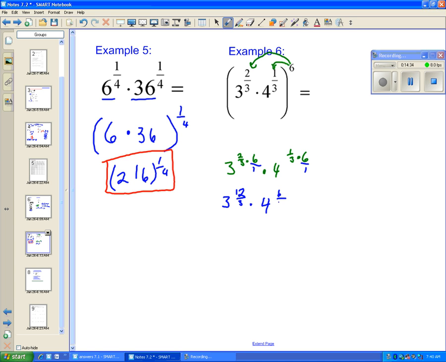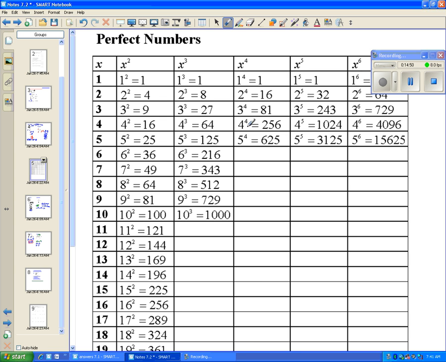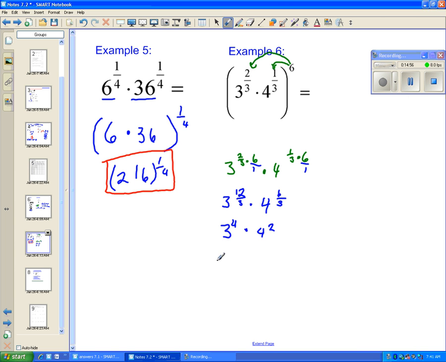3 times 1 is 3. So 4 to the 6/3. I can reduce 12/3 and get 3 to the 4th. I can reduce 6/3 and get 4 squared. Well, look at my handy dandy chart on page 706. 3 to the 4th is 81. 4 squared I know is 16, so 81 times 16.